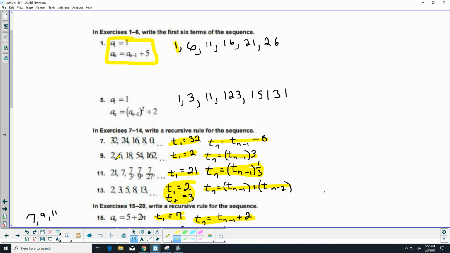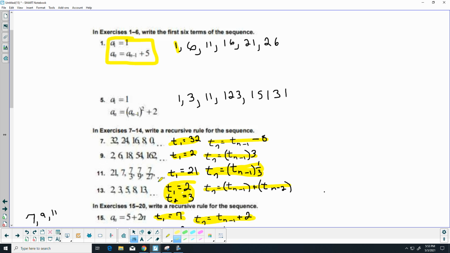On this number 9, my first term is 2, so I listed that. And then I asked myself, what's happening? Well, it looks like it's being multiplied by 3. So to get 6, I took the previous term and multiplied it by 3. T sub n minus 1 times 3. Number 11, my first term was 21, and then I was dividing it by 3. You could put divide by 3 or, I said, multiplying by 1/3. It's the same thing.